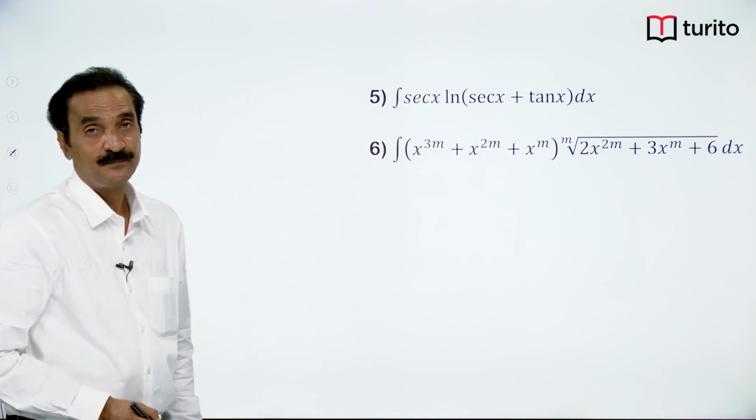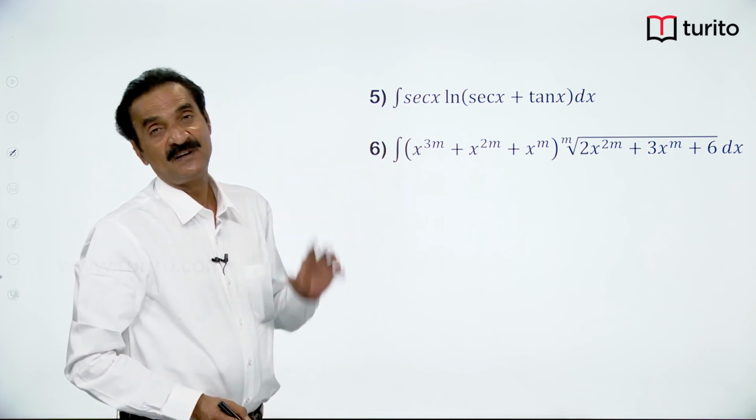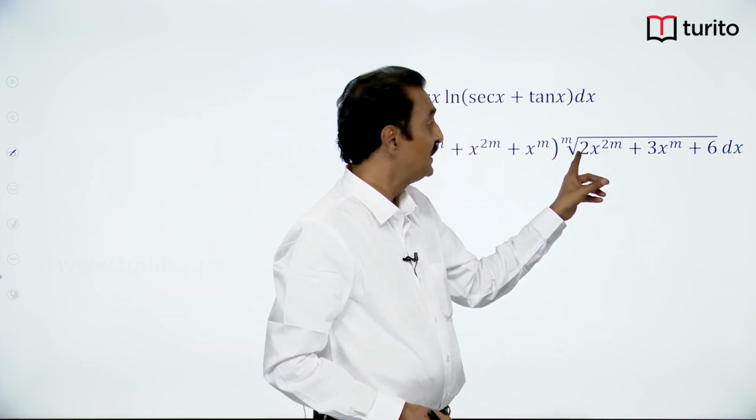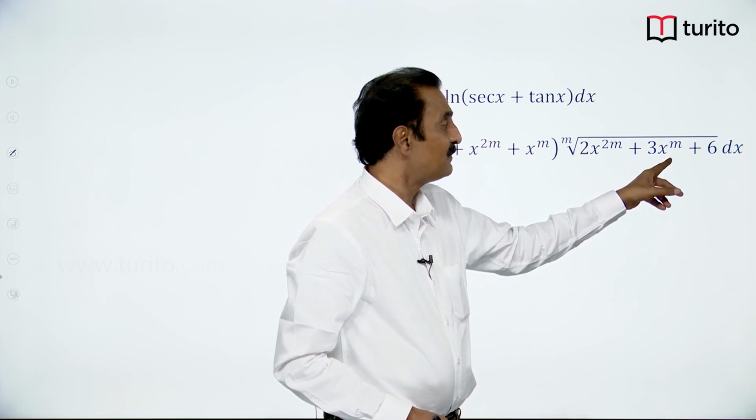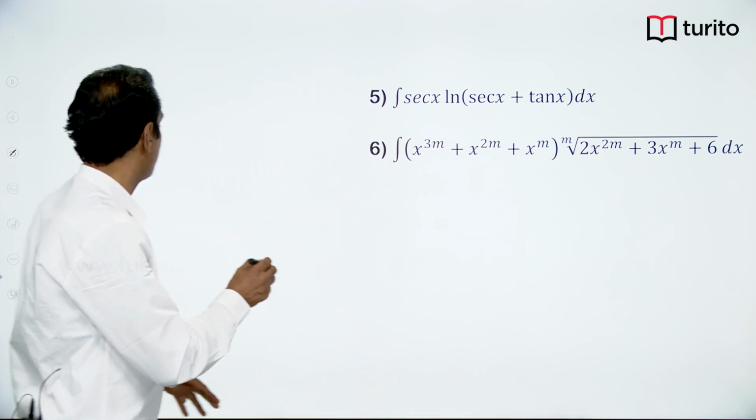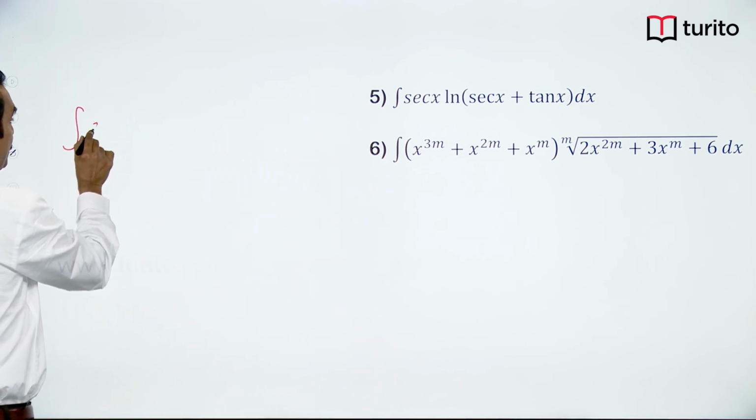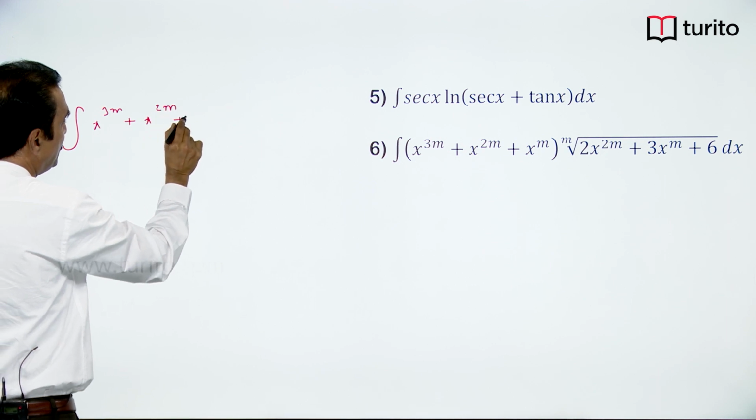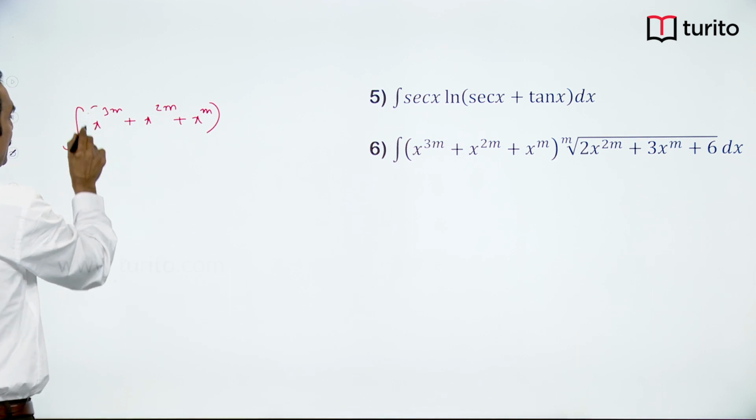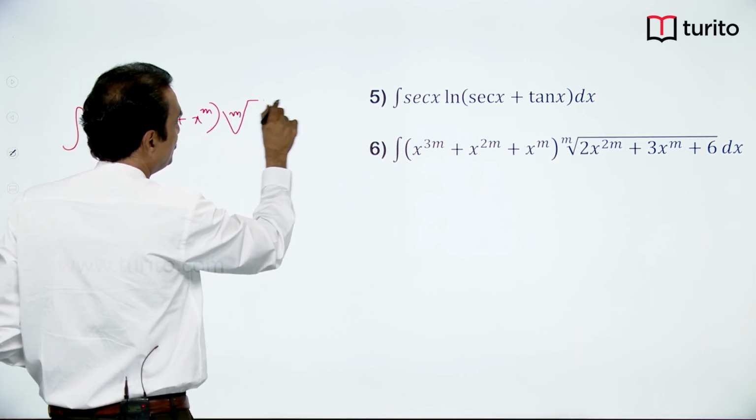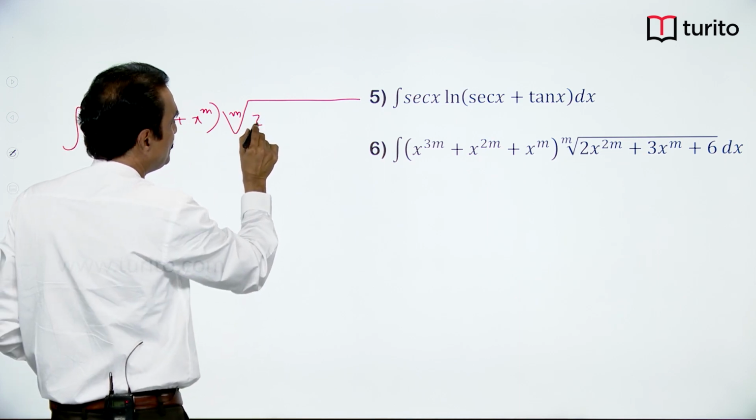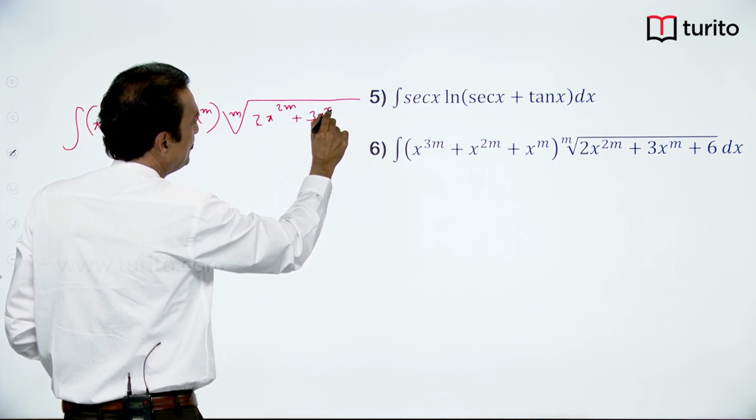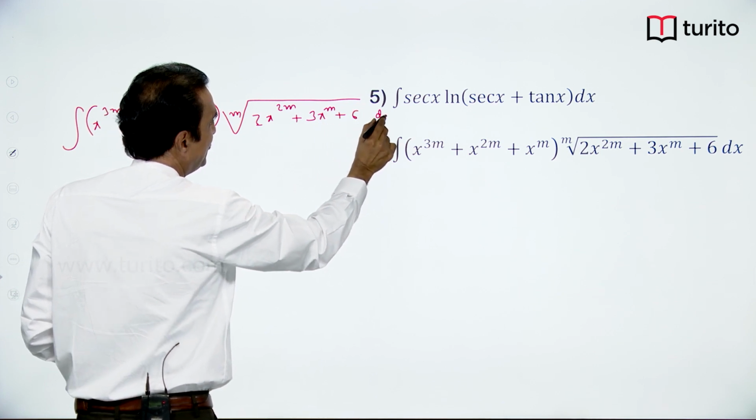It is a previous JEE question. Integral of x power 3m plus x power 2m plus x power m, into mth root of 2x power 2m plus 3x power m plus 6, into dx. This is the question.